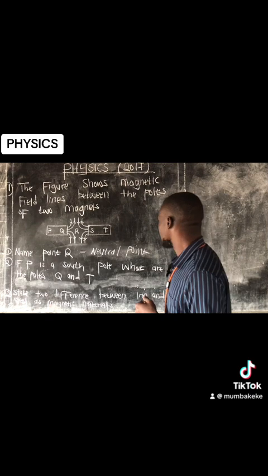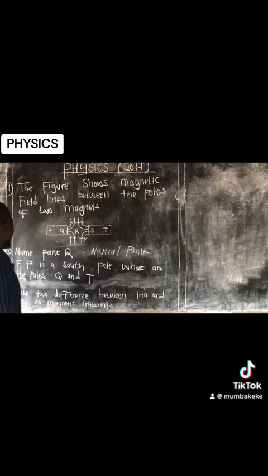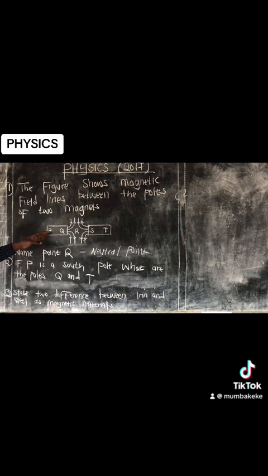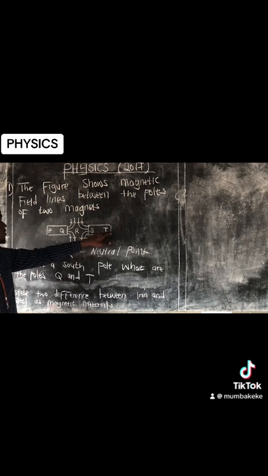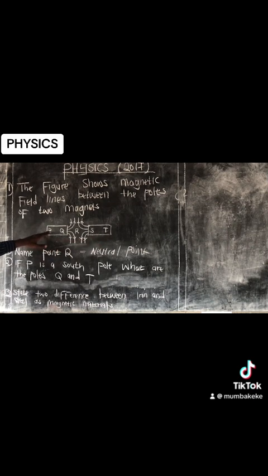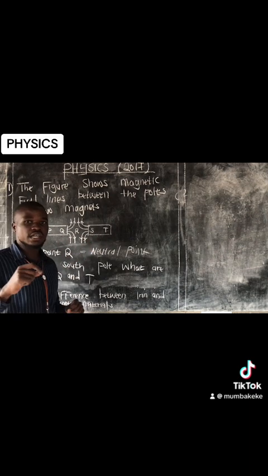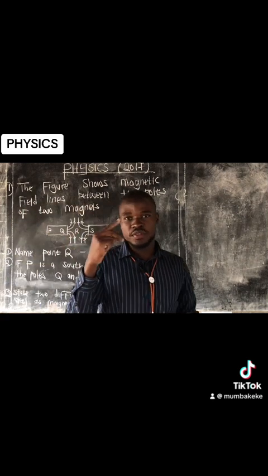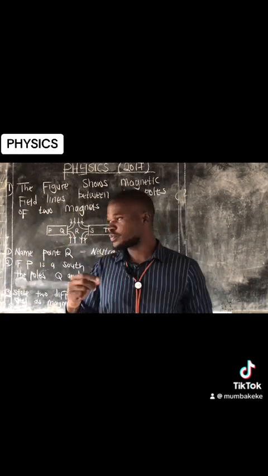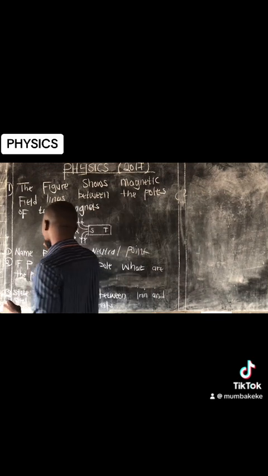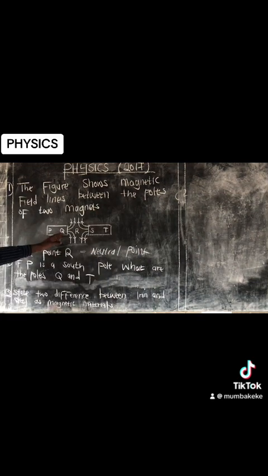Okay, so we move on to question 2. If P is a south pole, what are the poles Q and T? If this pole here is the south pole, what are the poles Q and T? What you need to know is that every magnet is made up of two poles, the north pole and the south pole. So if P is the south pole, meaning Q is the north pole.